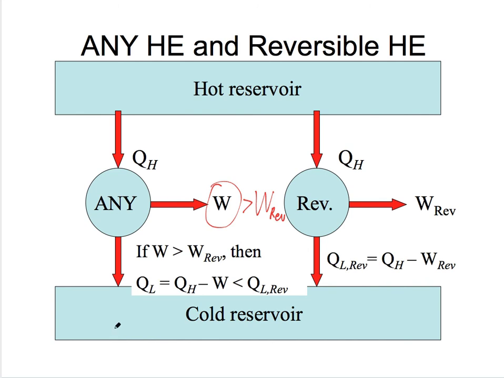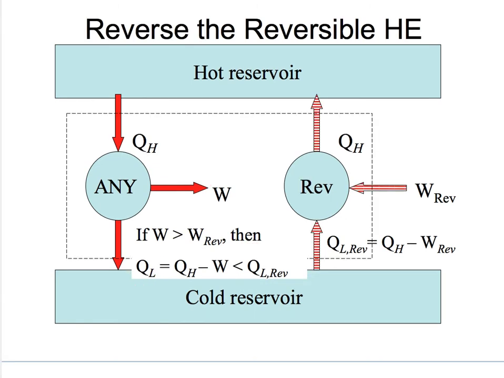You can see, because you take the same amount of heat from the hot reservoir, and if you produce more work, then you must dump less heat into the cold reservoir. So the Q sub L that's dumped by the any heat engine must be smaller than the Q sub L reversible that's dumped by the reversible heat engine.